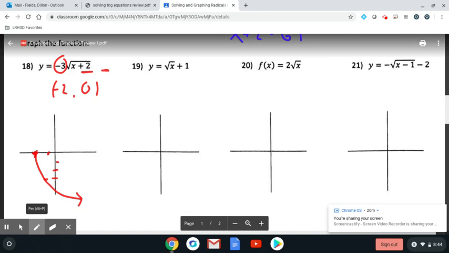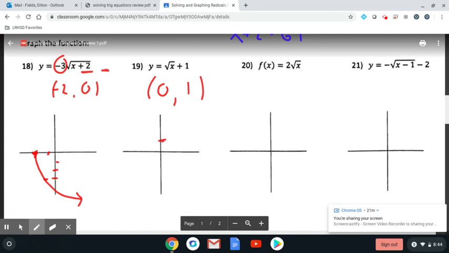All right, so let's look at 19. Same thing with 19. First thing is get your starting point. When we get our starting point for this problem, I look inside my radical and I look outside of it. If I look inside first, there's nothing with x on the inside, so my x value is just going to be 0. On the outside, I see a positive 1. So that tells me that I'm going to go up 1 unit, and that's going to be where my first point lies.